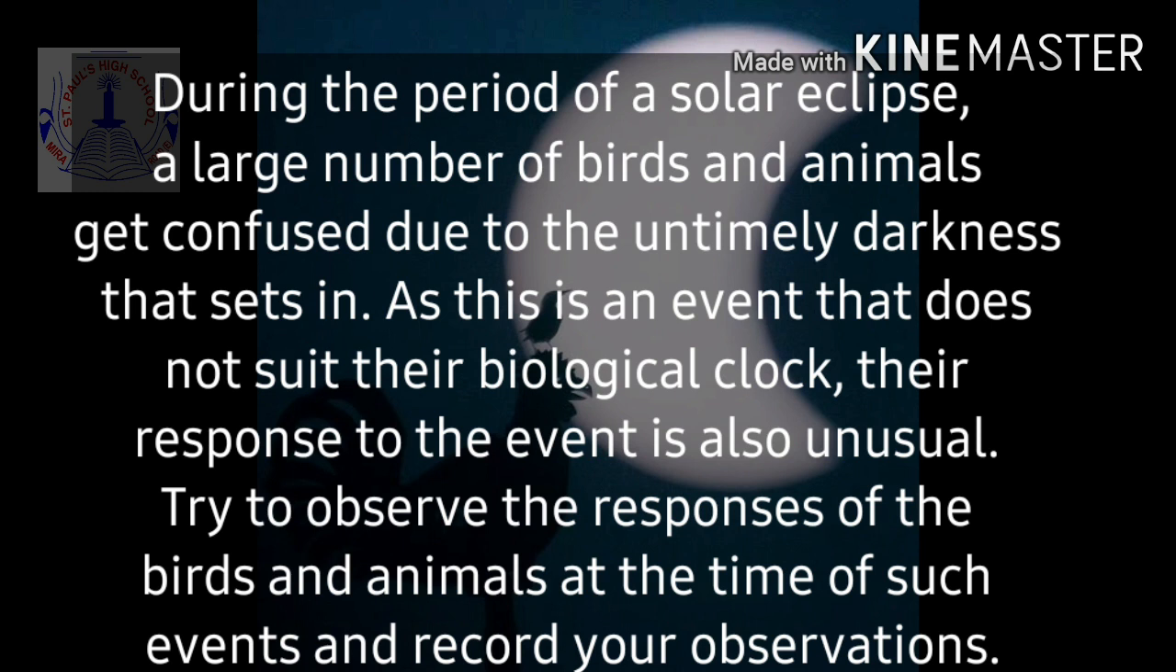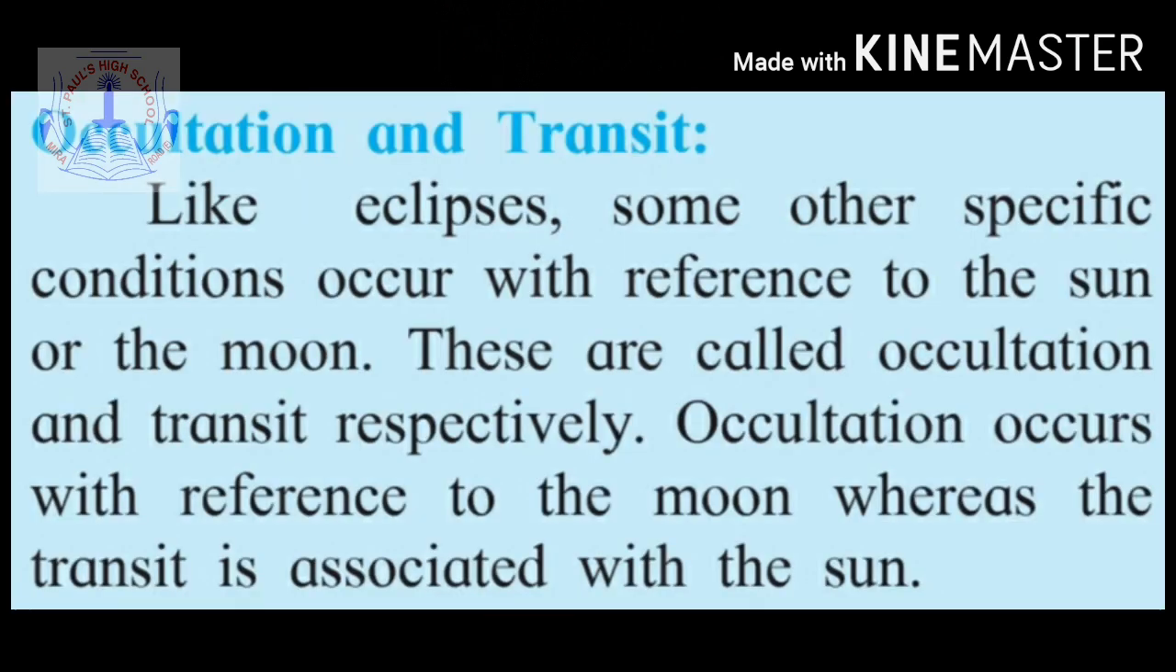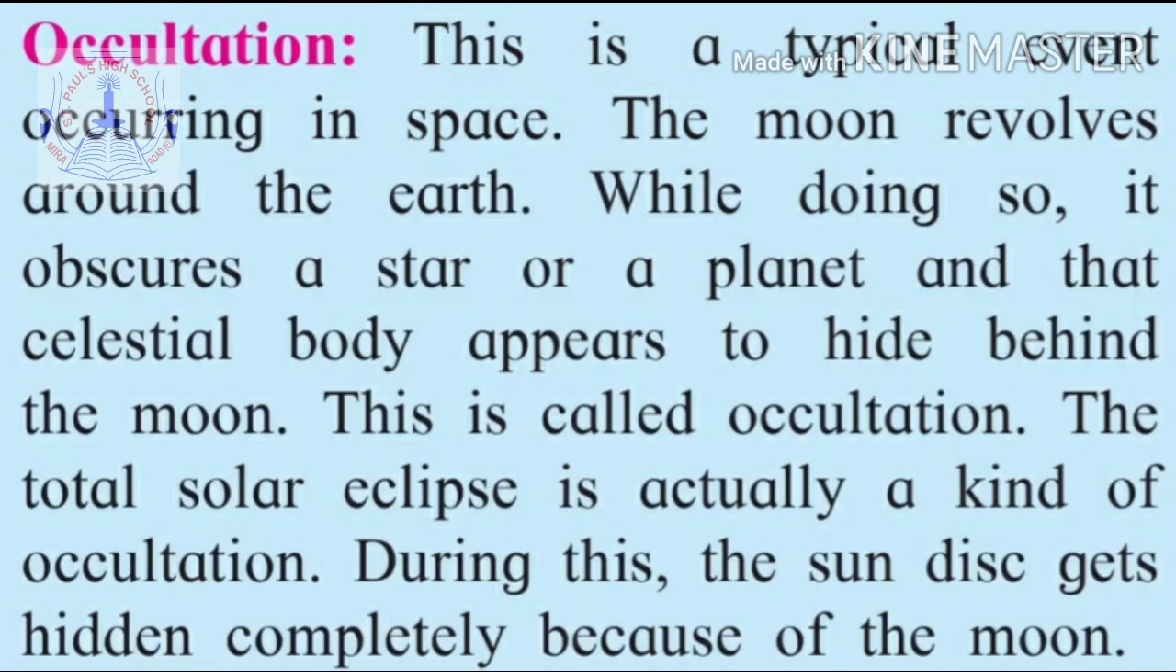So students, our last topic for this chapter is occultation and transit. What does this mean? Like eclipses, some other specific conditions occur with reference to the sun or the moon. These are called occultation and transit respectively. Occultation occurs with reference to the moon, whereas transit is associated with the sun. Now let us see the occultation in detail and let us learn how does this occultation event occur.